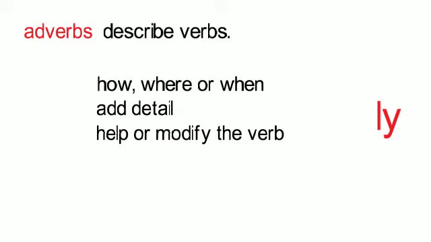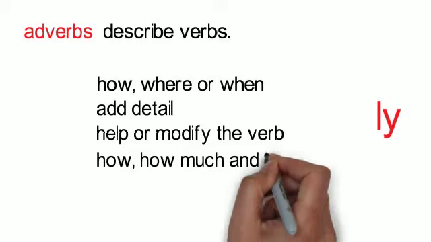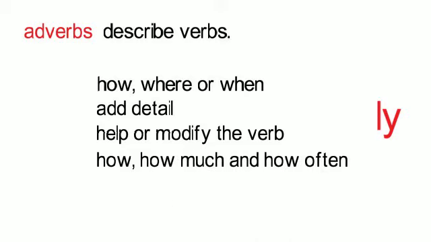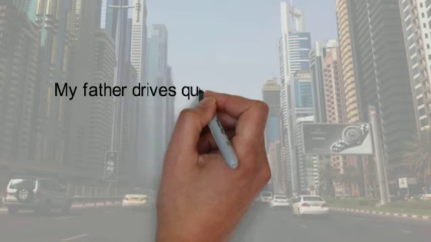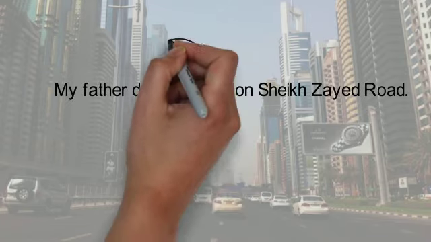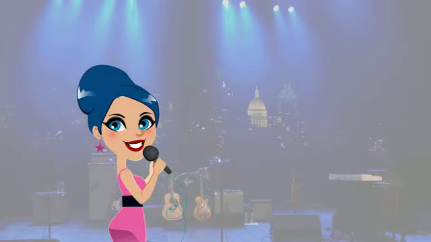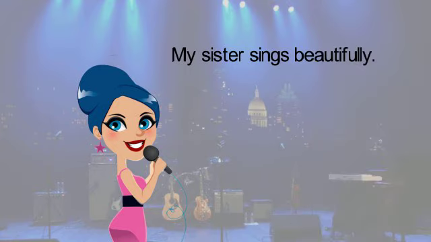Adverbs, like adjectives, also help to make our sentences interesting. They describe how much, and how often something is done. For example, my father drives quickly on Sheikh Zayed Road. In this sentence, quickly describes how my father drives. My sister sings beautifully. In this sentence, beautifully describes how my sister sings.